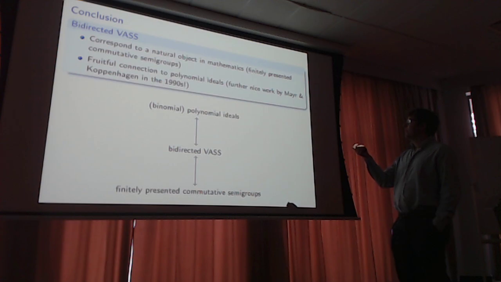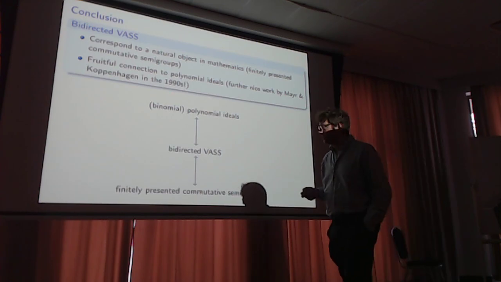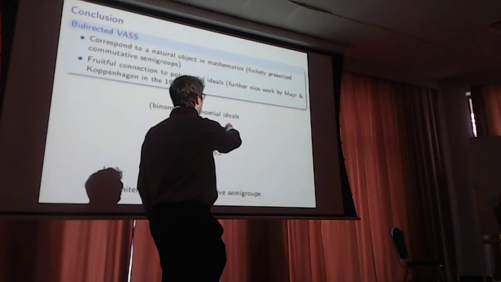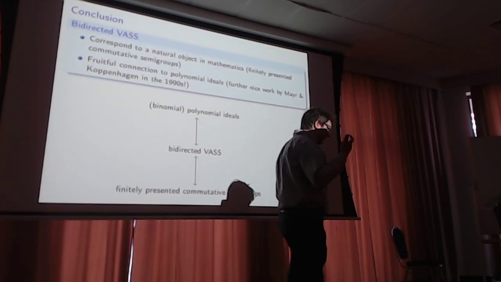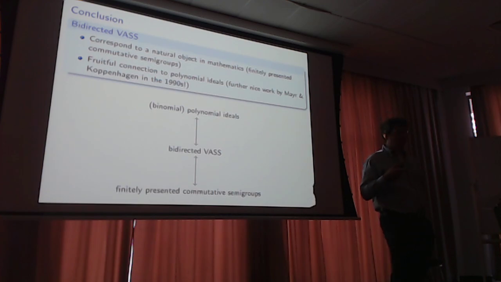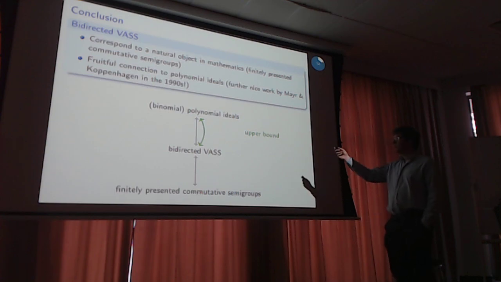We know that bidirected VAS correspond to a natural object in mathematics, finitely presented commutative semigroups, and they're also connected to polynomial ideals. And this connection to polynomial ideals has been explored more by Meyer and Kopenhagen. So from this connection, they extract descriptions of the reachability sets using polynomial ideal techniques, and so on. So let's see how these three areas benefited from each other.